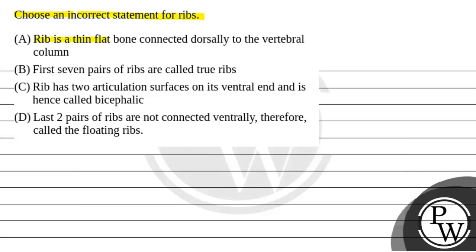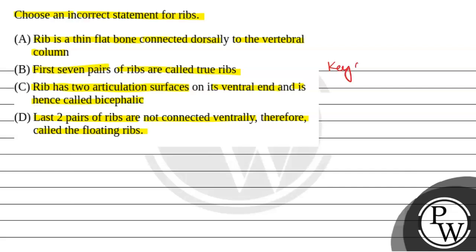First option दिया हुआ है, rib is a flat, thin bone connected dorsally to the vertebral column. Second, first 7 pair of ribs are called the true ribs. Third, ribs has 2 articulation surfaces on its ventral end and is called bicephalic. And the last 2 pairs of the ribs are not connected ventrally, therefore are called the floating ribs.